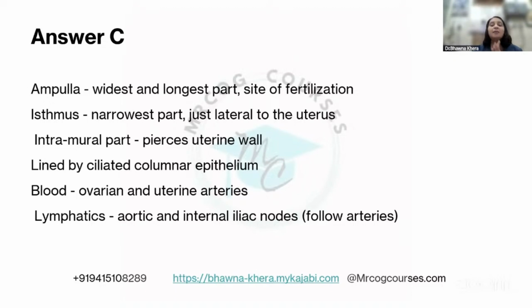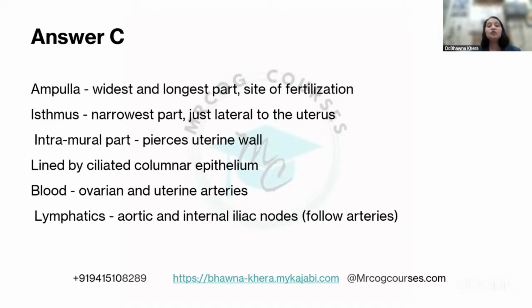So there are some important points here, which are exam points from the fallopian tube. Ampulla is the widest and the longest part, and it's the site of fertilization. Isthmus is the narrowest part, just lateral to the uterus. Intramural part is the intramyometrial part, which goes into the myometrium, so it pierces the uterine wall.